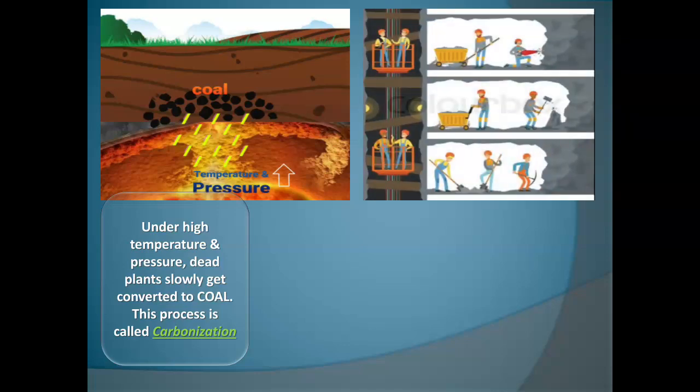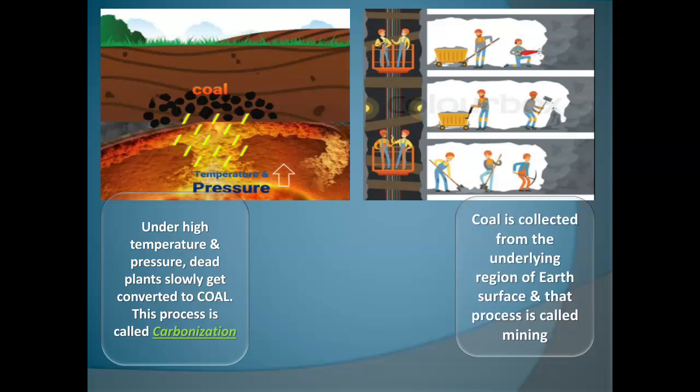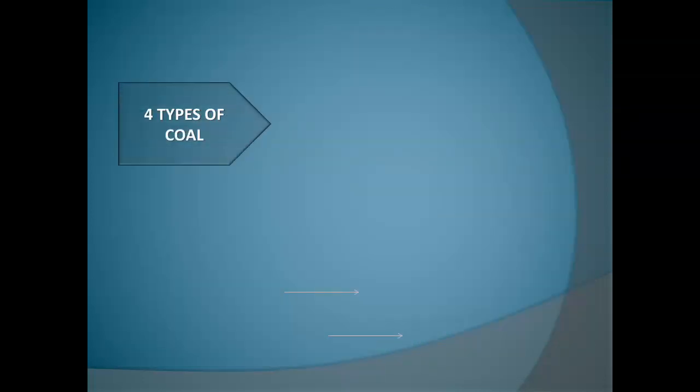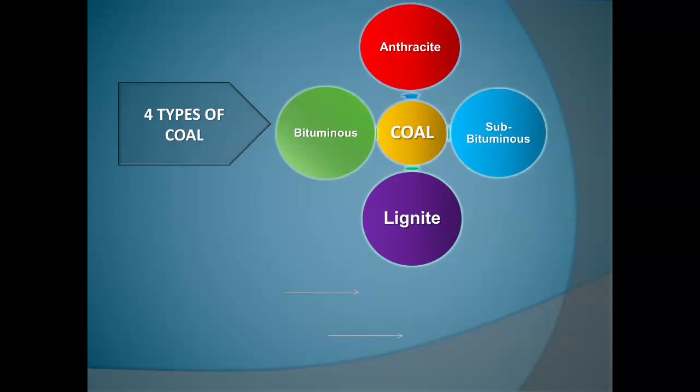Now, how can we collect this coal? As shown in this picture, the coal is collected from the underlying region of Earth's surface, and that process is known as mining. The place from where you get the coal is known as mines. Hope you have understood. Now, there are 4 types of coal: anthracite, bituminous, subbituminous, and lignite. So these are the 4 types of coal.